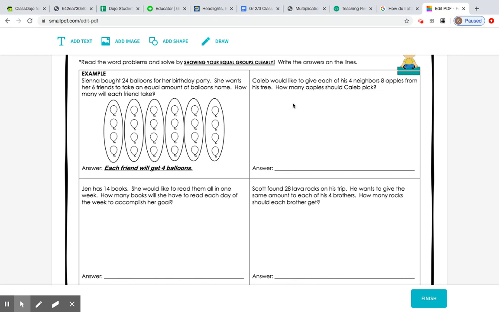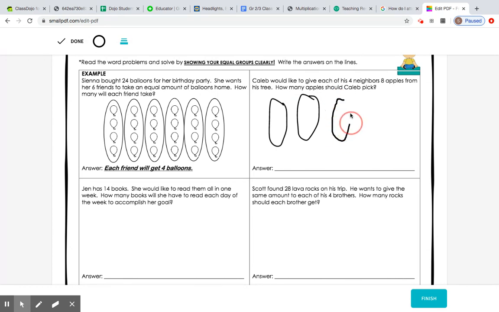So we need to make how many groups? We need to make 4 because we have 4 neighbors. Oh, that didn't work. Try that again. Okay. There we go. Sorry, my circles aren't going to be very good. It's very hard to type on a computer. Okay, so there's my 4 neighbors, my 4 groups, and I'm going to draw tiny little apples, but my dots will be apples. 1, 2, 3, 4, 5, 6, 7, 8.